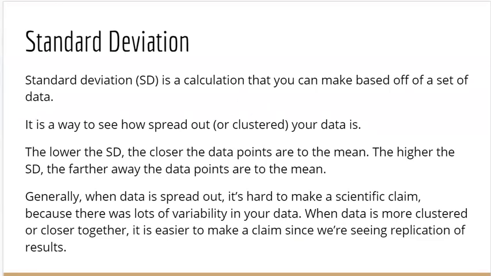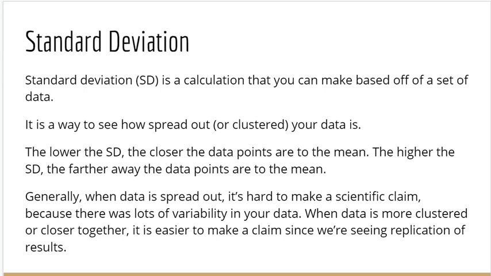Okay, so basically what it is, it's a calculation that you can make off of your data, okay? And it's a way to see how clustered your data is. And so once you make this calculation, you're going to get a number value. And the lower the number, it means the closer your data points are to the average, or to the mean. And the higher the number, the further away these data points are to the mean. So basically, the lower the standard deviation, the more clustered your data is. And so it's kind of more consistent.